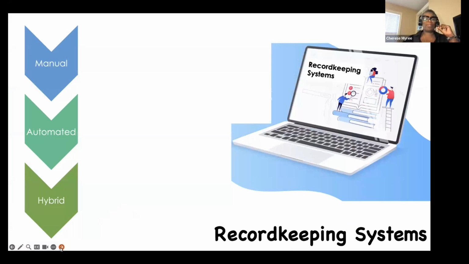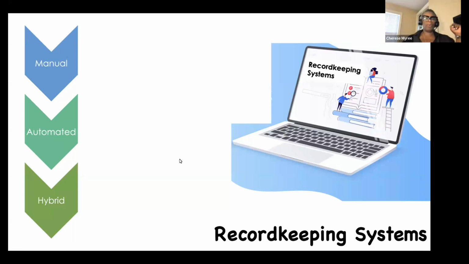So I want to take this opportunity to ask you guys, what kind of system do you use? Is your system manual, pen and paper, old school? Do you have an automated system that you use, like a financial management software, or do you do a little bit of both? You kind of have the system and then you have some supplemental spreadsheets. So share with us in the chat kind of what type of system that you have in place to manage your financial transactions.